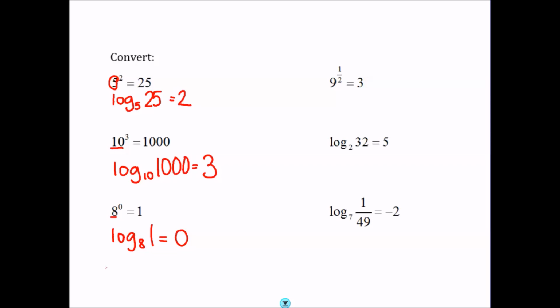Let's look at one more of this type. We have 9 to the 1/2 power equals 3. So log base 9 of 3 equals 1/2. So you are allowed to have fractions when you do logs, that's totally fine. Let's look at a couple where we're switching from the log to the exponential.